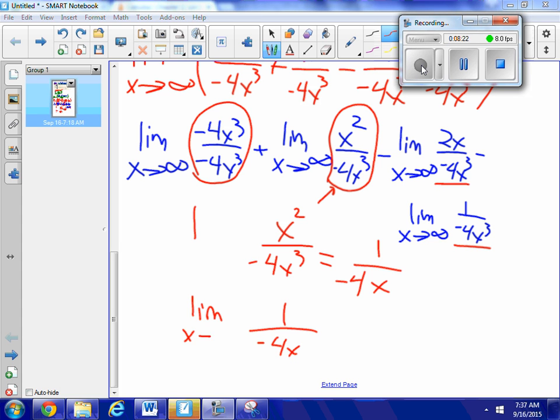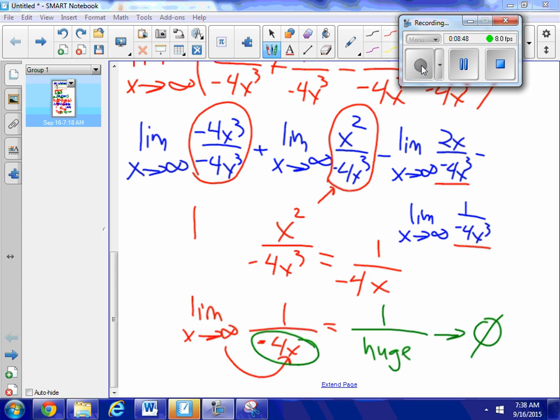Well, what's happening to this 1 over negative 4x as x approaches infinity? As x approaches infinity, this x is getting humongous. I'm multiplying it by negative 4, so my denominator is getting really, really big. So if I divide 1 by something huge, my limit is going to approach 0. Because the larger this number gets, and infinity is pretty large, the smaller this whole term gets, so it approaches 0.